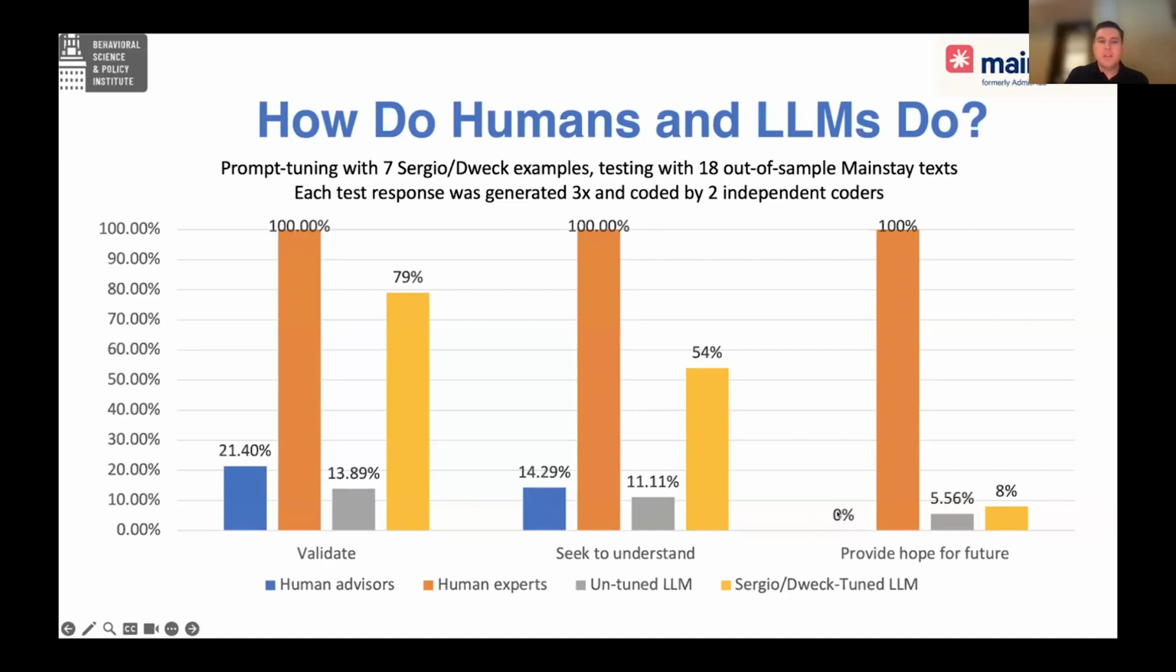There, it's interesting. The humans never did it. We did it all the time. LLMs never did it. But even with prompt tuning, it hardly did it. So it's interesting that you get some superficial features, but not the deeper argumentation feature.